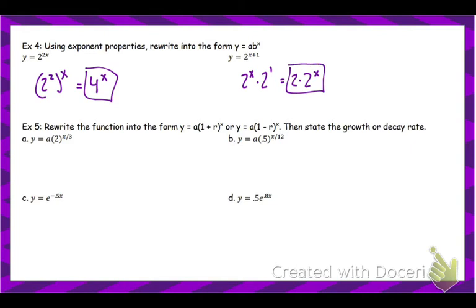So there are a lot of different ways we can use our exponent properties to rewrite this. And again, we'll do this again on another day as well. But what this property allows us to do is to take different functions and rewrite them into this kind of growth and decay format.